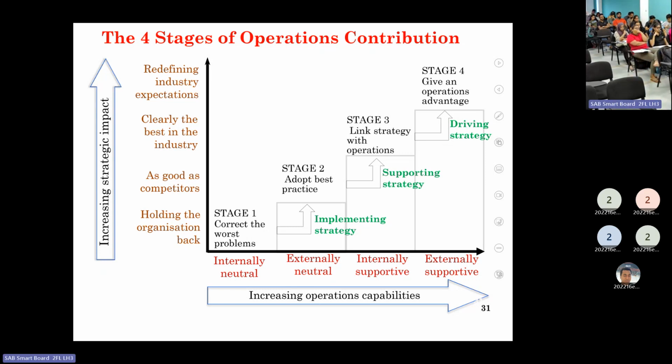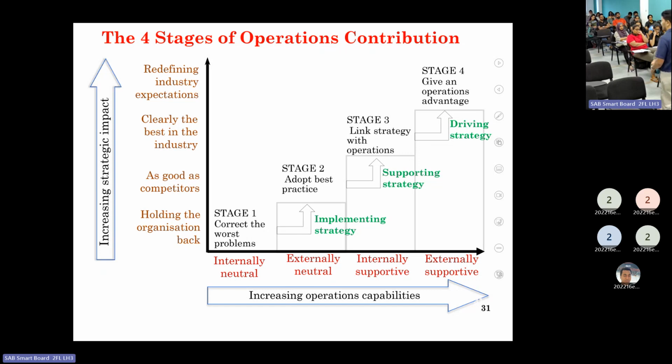However, there are some other business organizations who have experienced the importance of the next level, that is based on the operations capabilities. Maybe their resources, maybe their experience, maybe their other capabilities, right? They will be able to not just implement the business strategy, but contribute to the business strategy and take the business forward. And that level we call stage three, supporting strategy. Right? So in that way, they link the strategy with the operations.